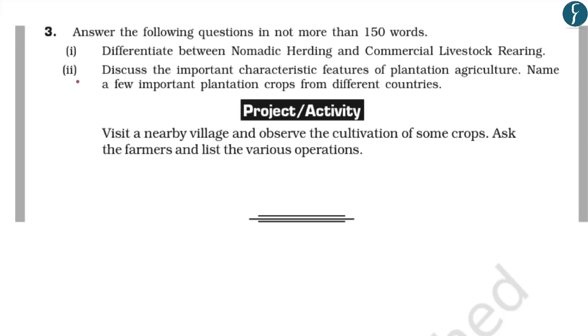And apart from this, the book also contains a question which you can try to solve for your mains examination, wherein the question asks discuss the important characteristic features of plantation agriculture. Name a few important plantation crops from different countries.